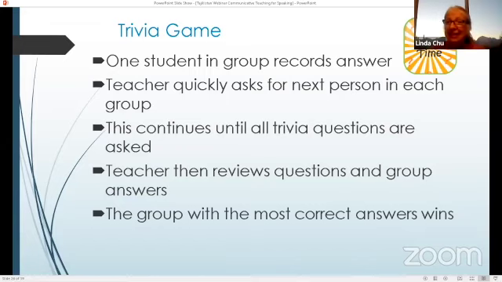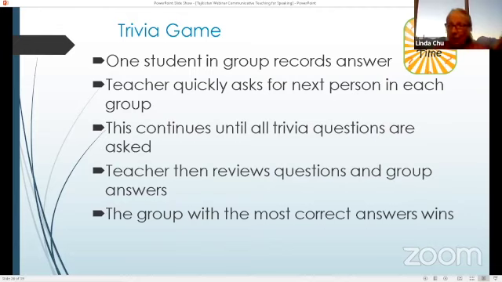All students are active. They come to the front. I ask them the question. They go back to their group. And this continues until we've asked all of the trivia questions. Maybe you can use as many as you like, depending on the time that you have. Ask 20, ask 25 questions.